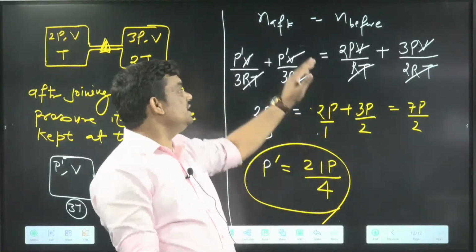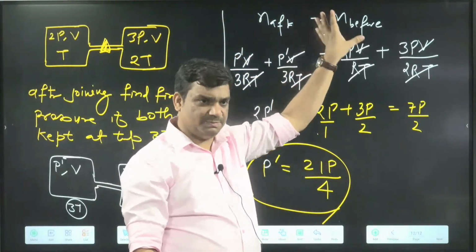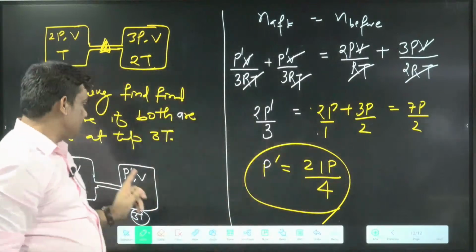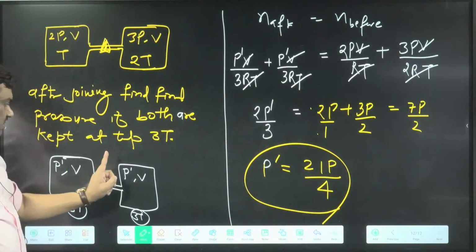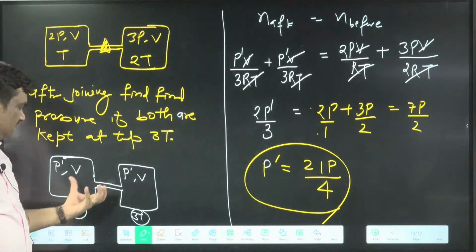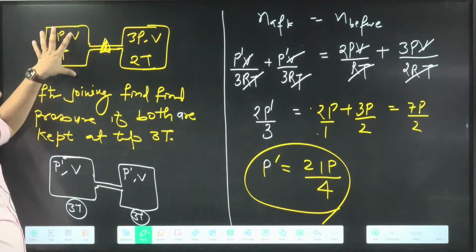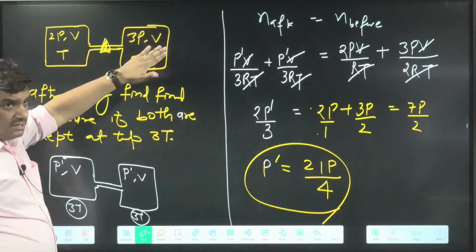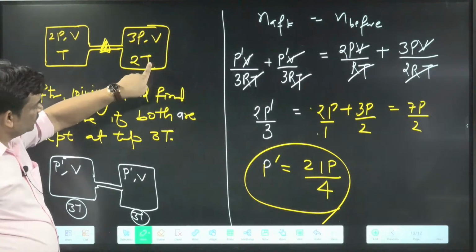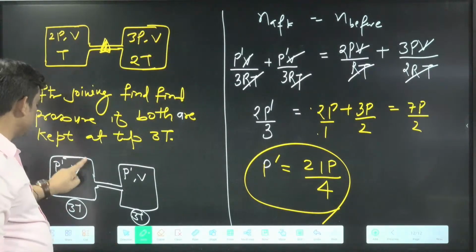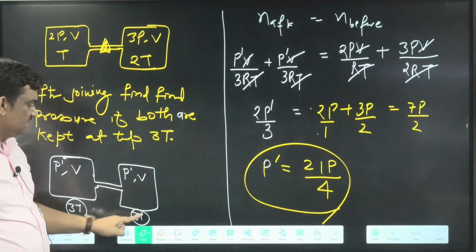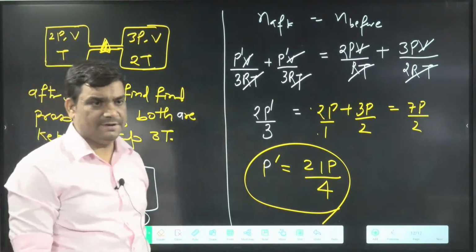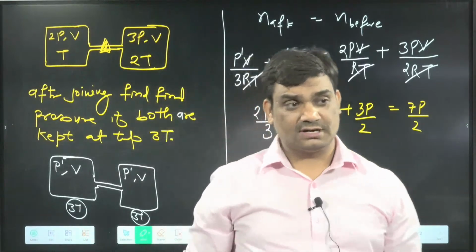In this one, what I am saying is that the pressure before and after must be the same, and the pressure everywhere after mixing will be the same. So here P dash, here also P dash, here V, here 3T, here moles. In this box we get 2PV by RT. In this box we can say 3PV by 2RT. Now we can see here P dash V by 3RT, here P dash V by 3RT, and then the solution. So 21P by 4 is the correct answer.